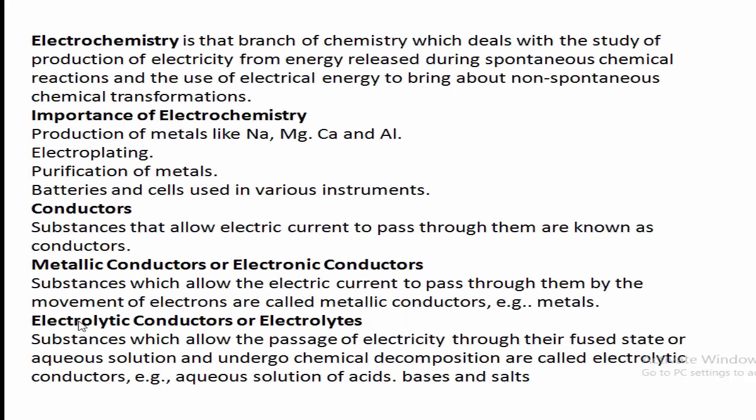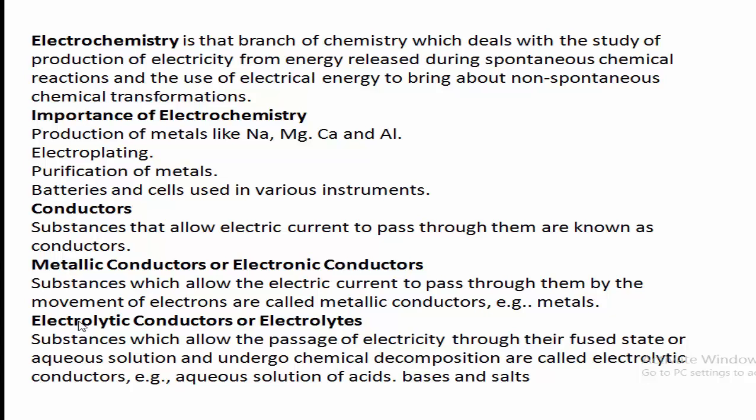Electrochemistry. First, we learn what electrochemistry means. Electrochemistry is that branch of chemistry which deals with the study of production of electricity from energy released during spontaneous chemical reactions, and the use of electrical energy to bring about non-spontaneous chemical transformations. In simple words, electrical energy is converted into chemical energy and chemical energy is converted into electrical energy. The study of this interconversion is said to be electrochemistry.